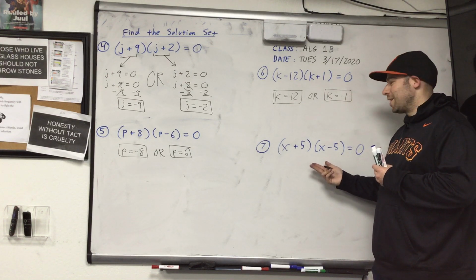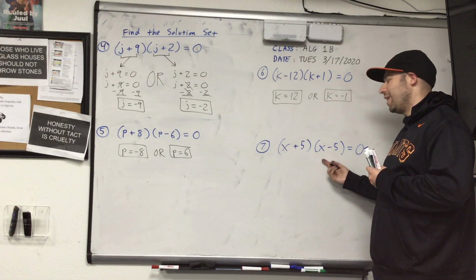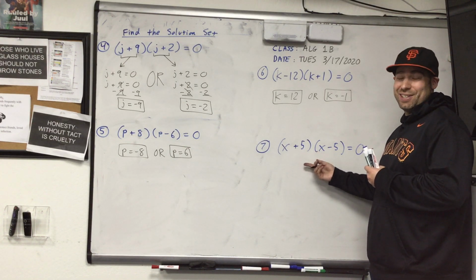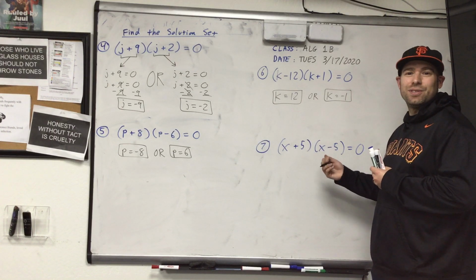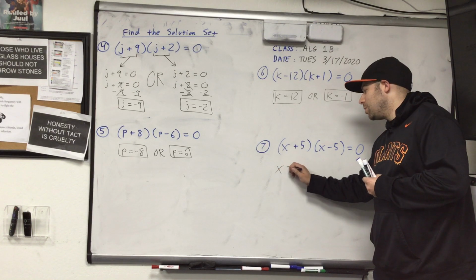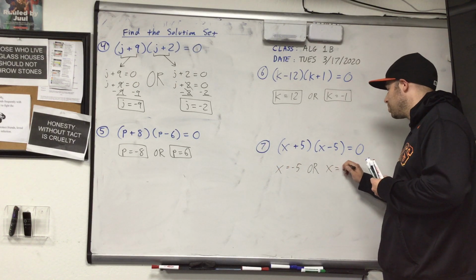Finally over here, it's going to come back and bite us very, very soon. We've got conjugates in this case, x plus 5 times x minus 5. But it's important to know that these are conjugates because they result in the difference of two squares as seen in the previous unit. So we've got x equals -5 or x equals +5.